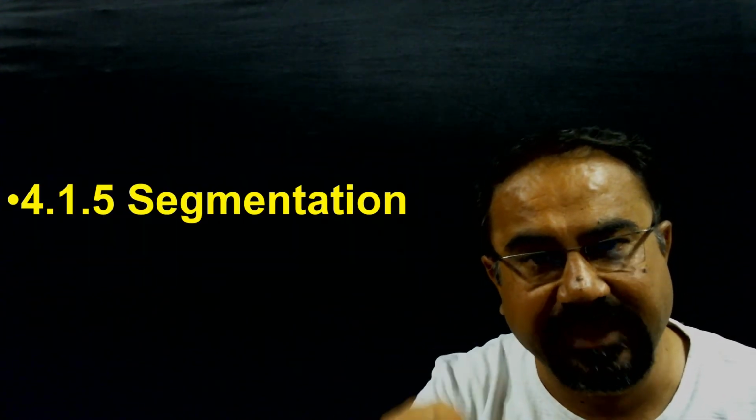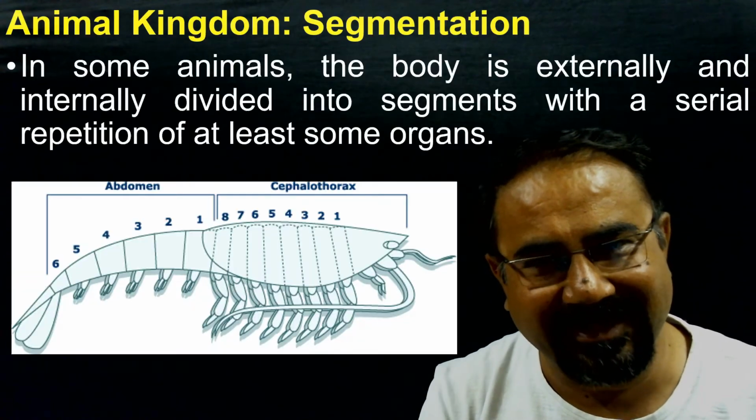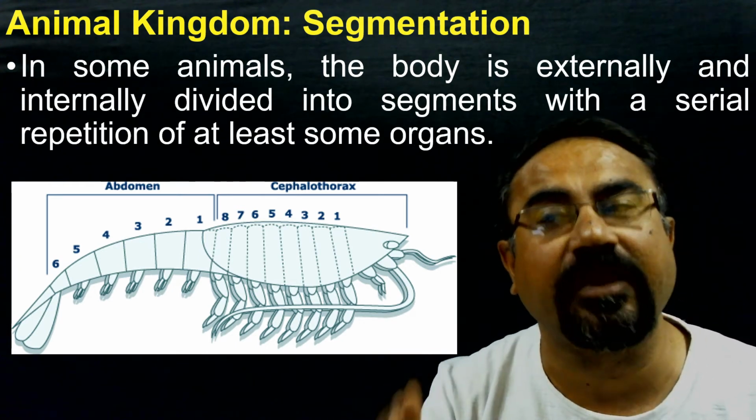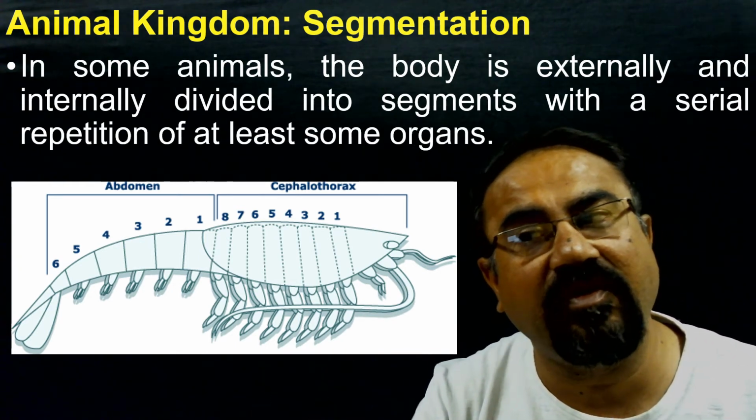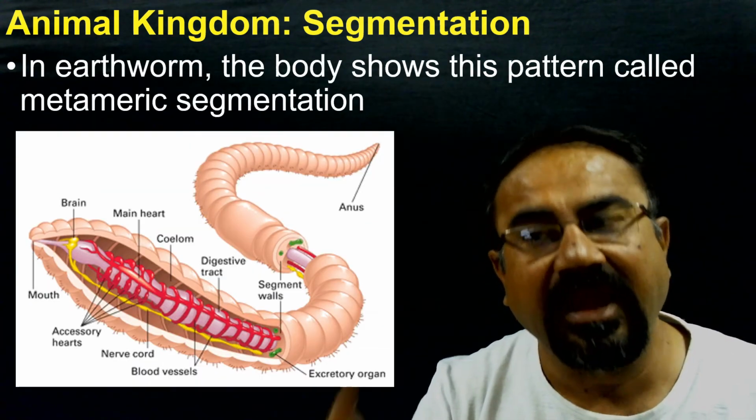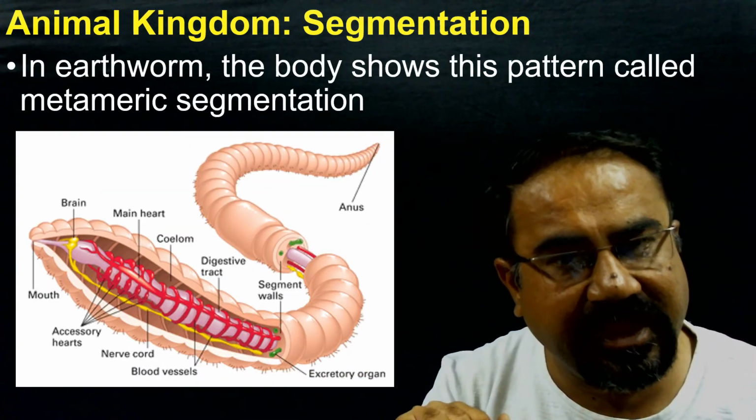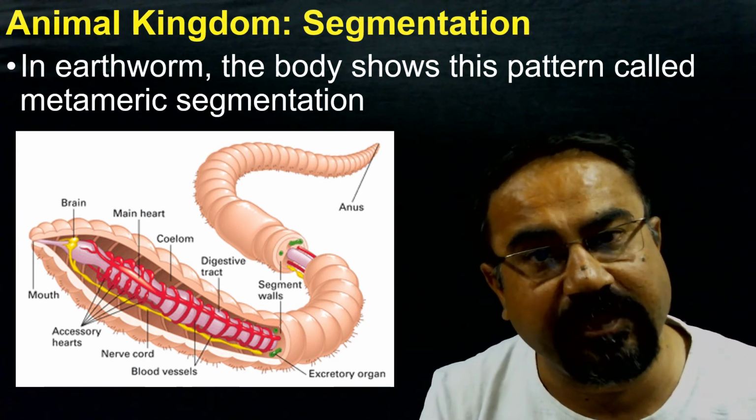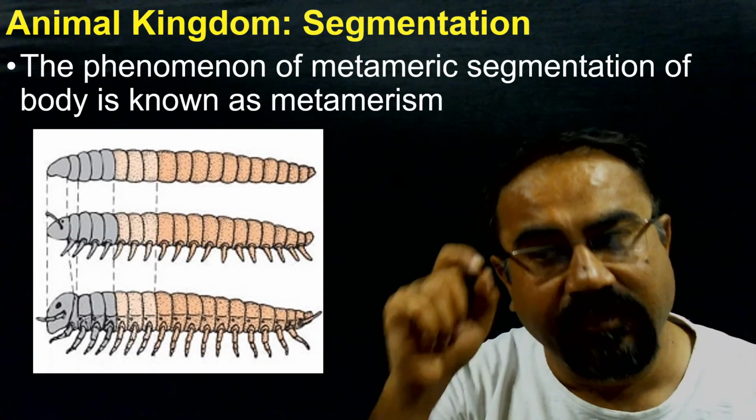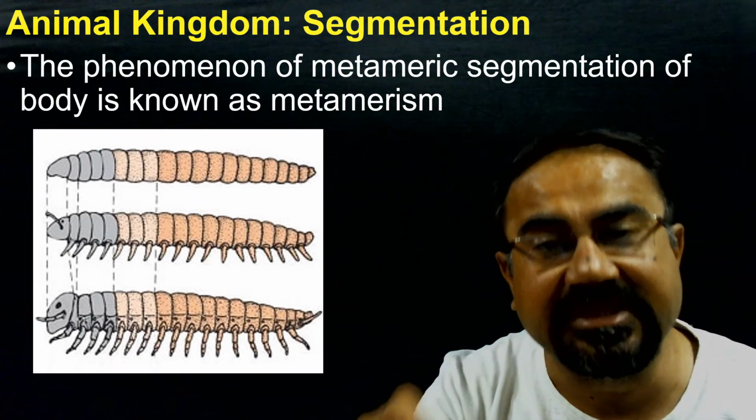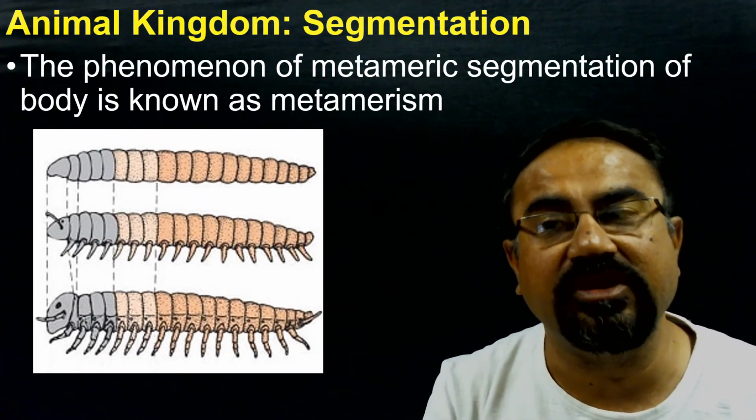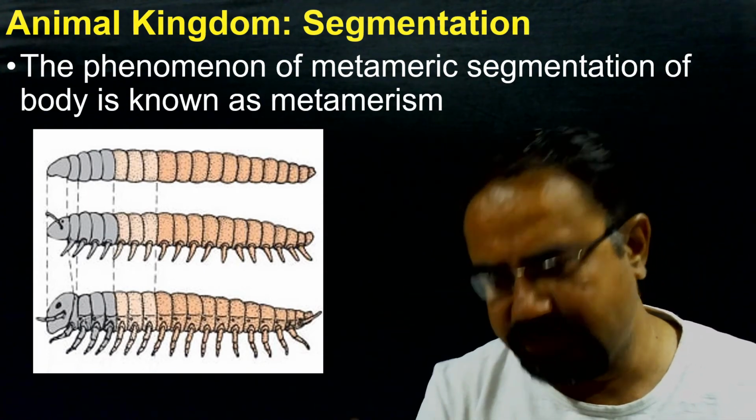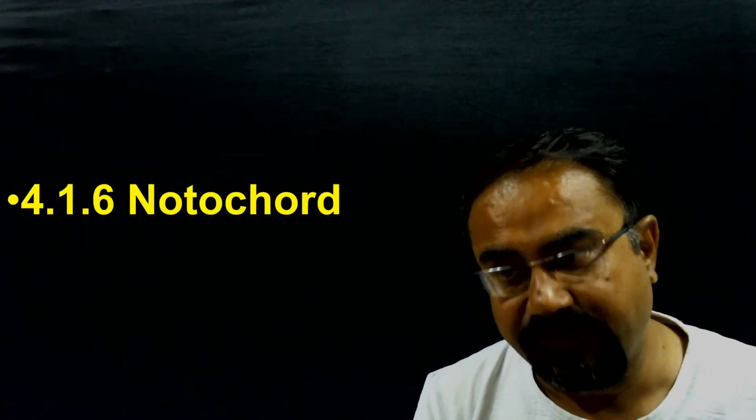Next we are moving to segmentation. How are the segments formed? In some animals, the body is externally as well as internally divided into segments with a serial repetition of at least some organs, and we can see that in the earthworm. This pattern is seen very clearly in the earthworm, and it is called metameric segmentation, and the phenomenon is known as metamerism. Metameric segmentation is called metamerism, and that kind of thing is found in the earthworm, as well as segmentation is found in insects also.